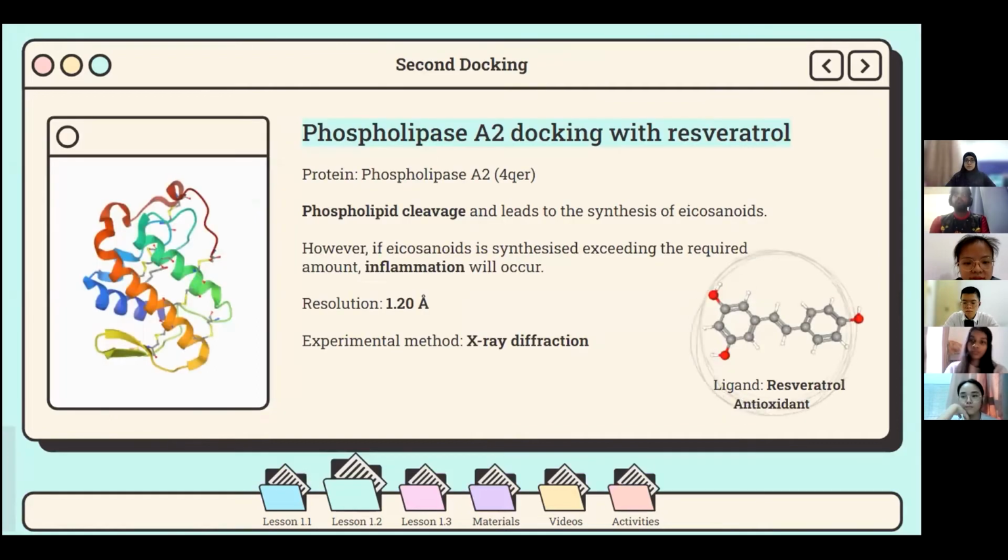Next, the second docking that we have done is between phospholipase A2 and resveratrol. Phospholipase A2 plays a role in phospholipid cleavage and leads to the synthesis of eicosanoids. However, if the eicosanoids are synthesized excessively, inflammation will occur. The drug ligand that we have used to target and inhibit the protein is resveratrol, which is an antioxidant usually found in berries.